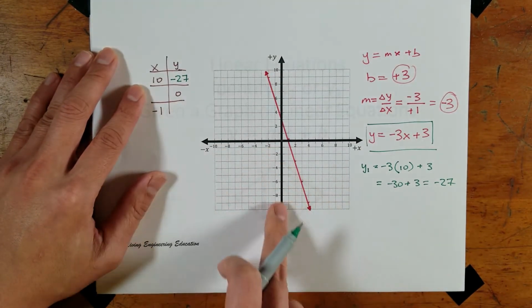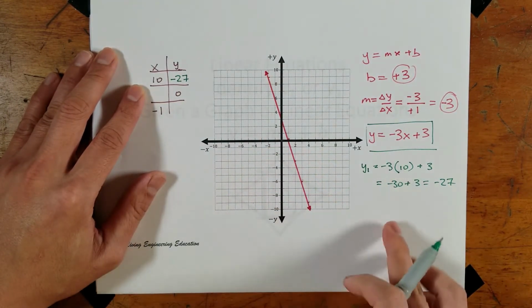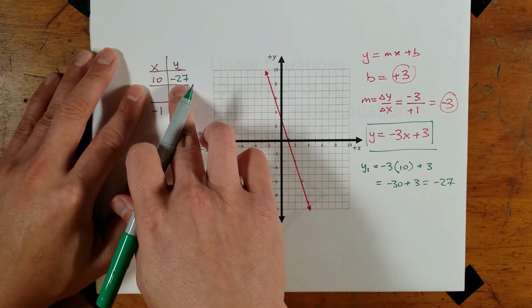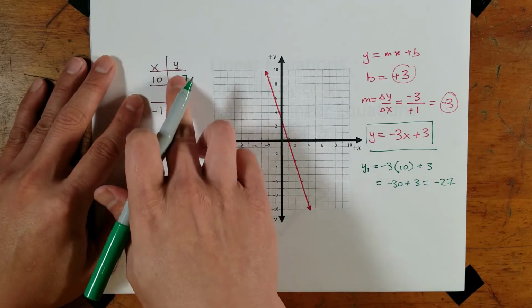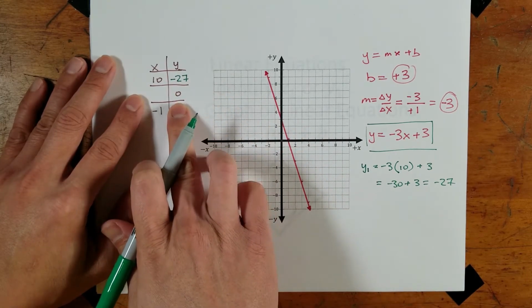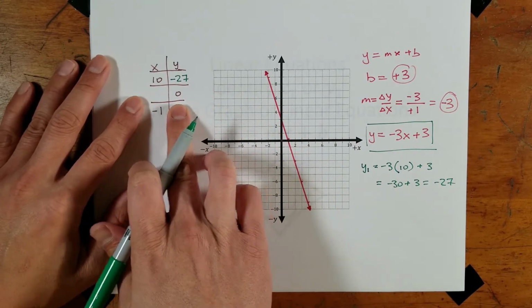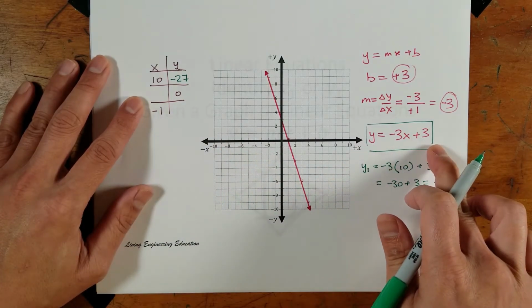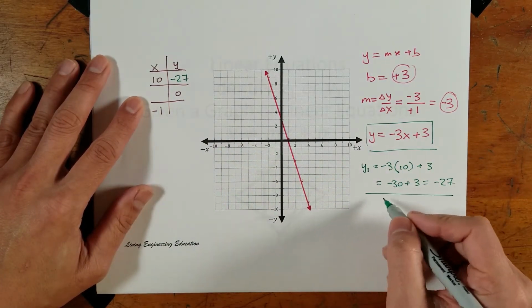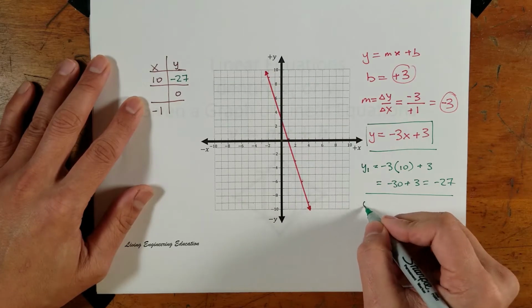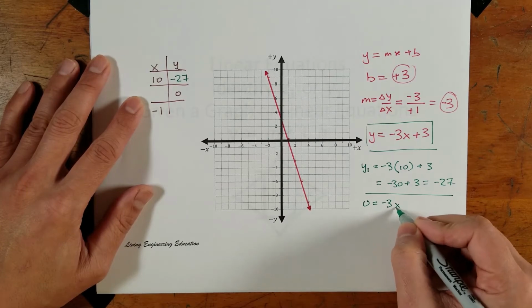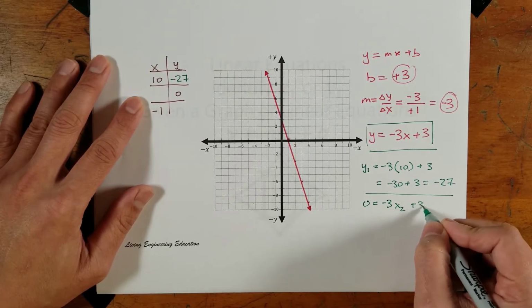Yeah, so negative 27 is off the grid here, but we know that we can just plug in a value for x and find what our corresponding y value is. All right, next they give us a y2 value of 0 and ask to solve for x2. So we just need to plug it back into the same equation. So y2 is equal to 0. This is equal to negative 3 times x2 plus 3.